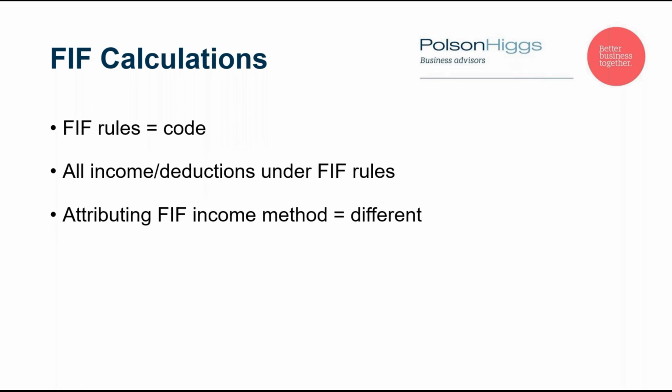What's special about the FIF rules is that they're what we call a code. What does being a code mean? It means that it overrides all the other rules in the Income Tax Act. So if the FIF rules apply to me and my interest, then all the other income tax rules won't apply. I simply calculate my income under the FIF rules, and that's the end of it.